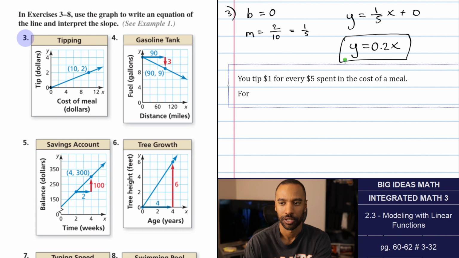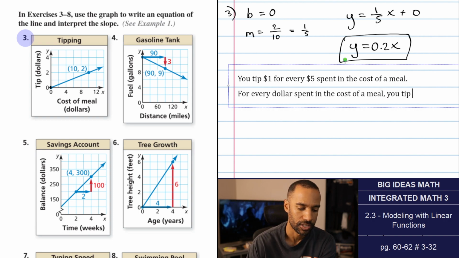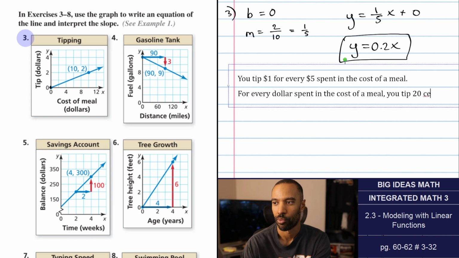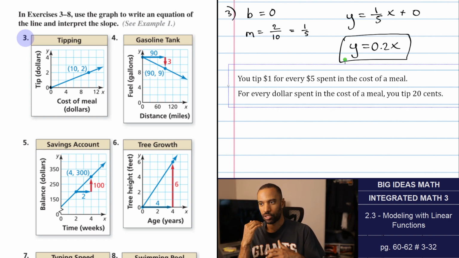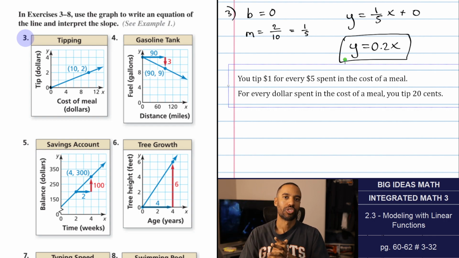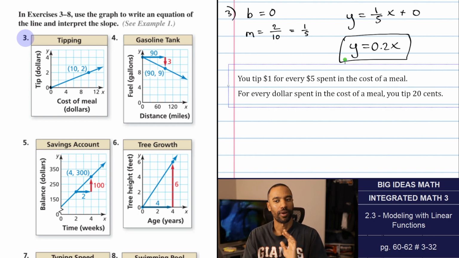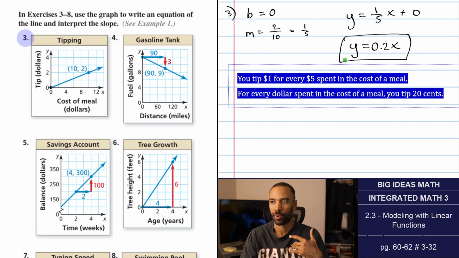Or for every dollar spent in the cost of a meal, you tip 20 cents, right? $0.2 is 20 cents. So for every dollar spent, you tip an additional 20 cents. So either one can be written depending on which way you want to write that. I think they both work pretty well.